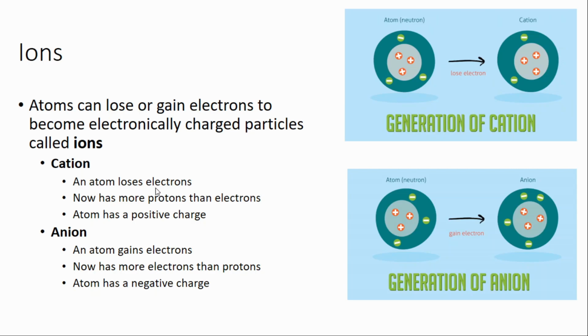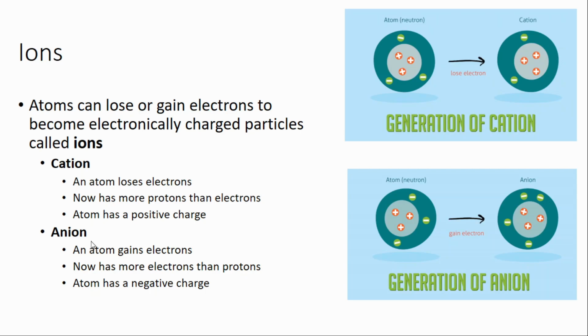So in a cation, an atom loses electrons, so it now has more protons than electrons. Have a look on the top right here, this is the normal atom here. It's going to lose an electron, notice there's one less here. So now it has a positive charge. You can see there's 3 positives and 2 negatives. So there's one more positive, so the charge will be +1 here.